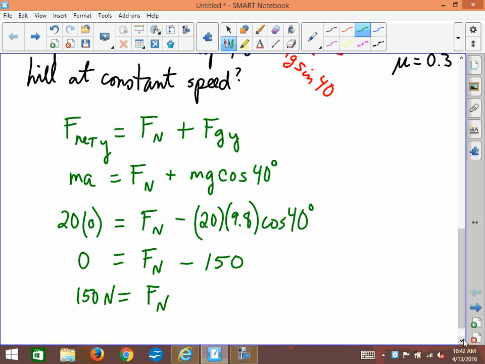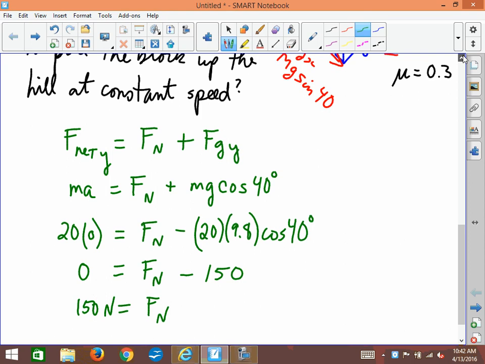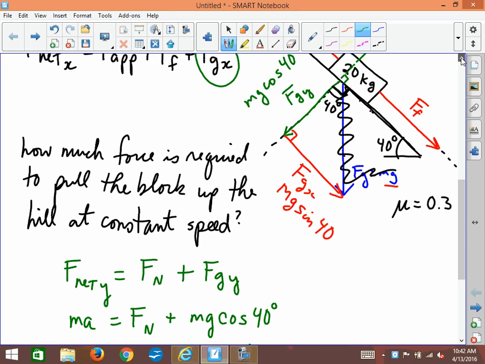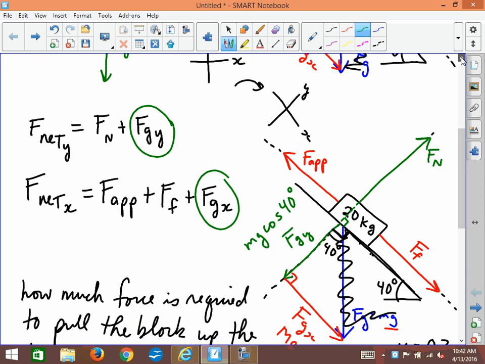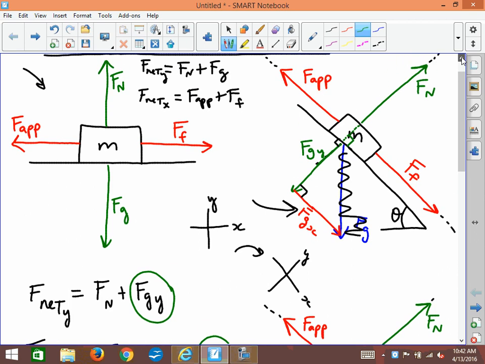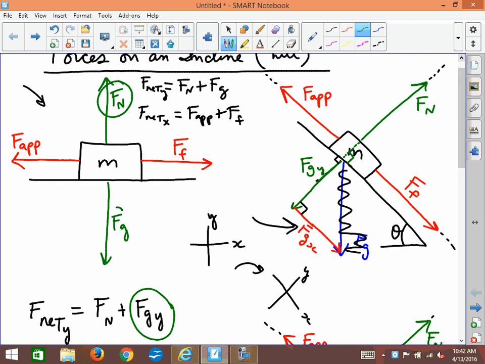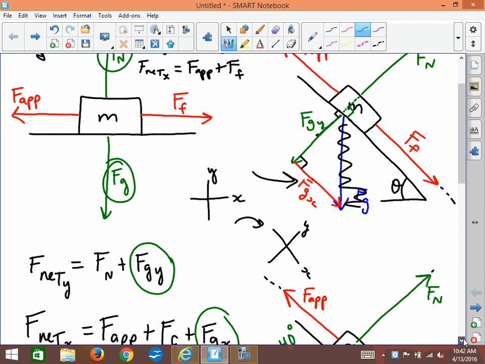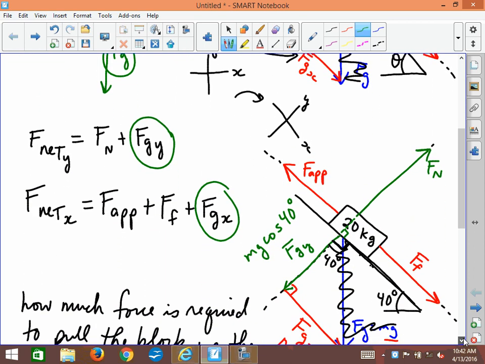A lot of students will forget that, and they'll just do Fn equals mg, because that's how it was way back when we did the original pictures where everything was flat. I'll go back to that picture, right? We said that Fn is just equal to Fg when you did your equations. And that's no longer the case. So you have to be careful not to make that mistake.